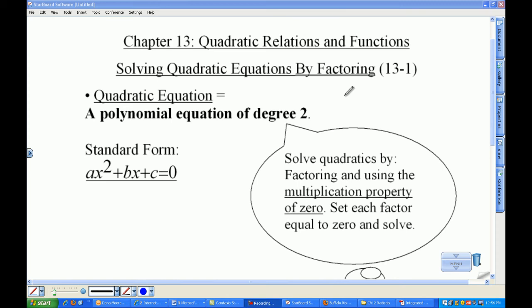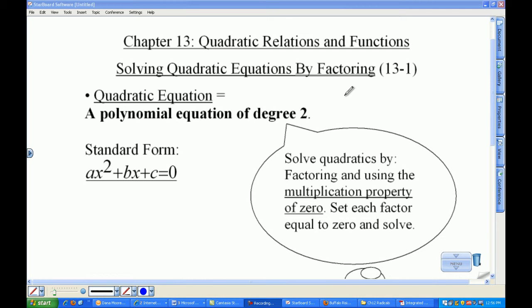Welcome to Chapter 13. In Chapter 13 we are going to solve equations that have equal signs in them, also squared terms called quadratic equations. There was a little bit of this in the review assignment around questions 17, 18, 19 that we did in class on page 497.